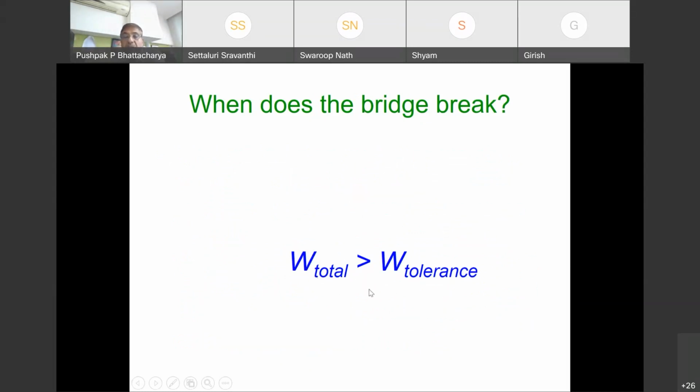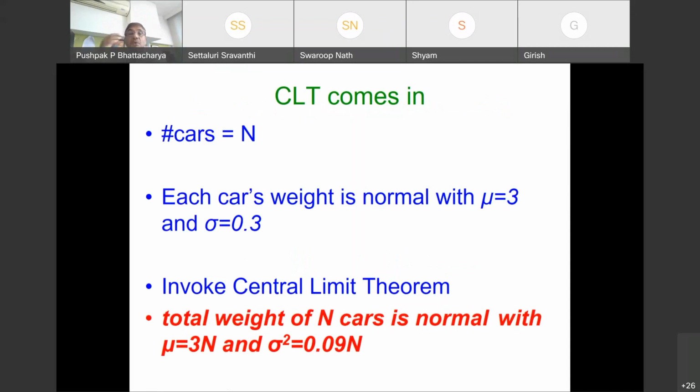Now we want the probability of this happening. W total exceeding W tolerance, the probability of that should be 0.1. So we want this probability to be very small. Now we can invoke CLT, central limit theorem. How? Suppose n is the number of cars which can be safely allowed on the bridge. What does safely allowed mean? The probability that total weight will exceed the tolerance level should be less than or equal to 0.1. So that is the meaning of safely allowed.